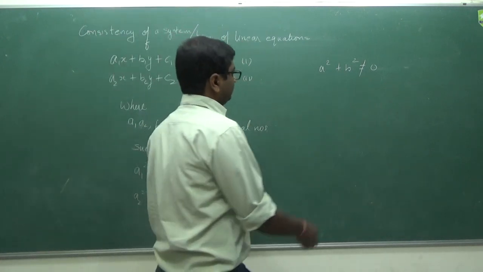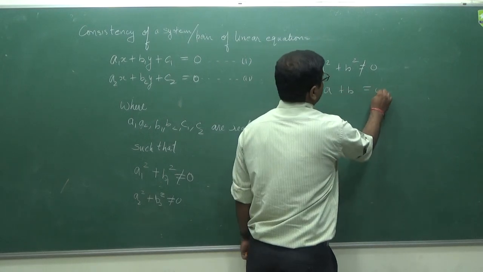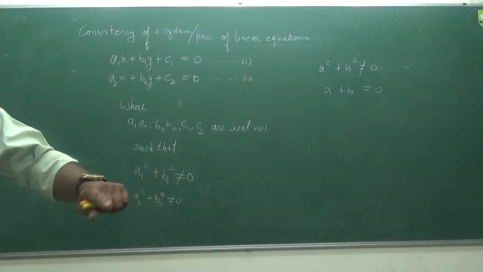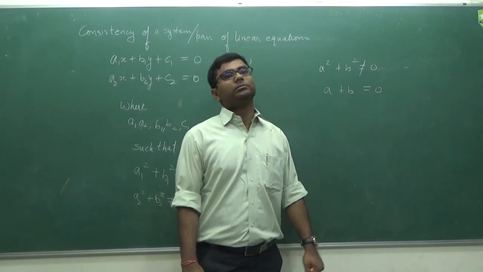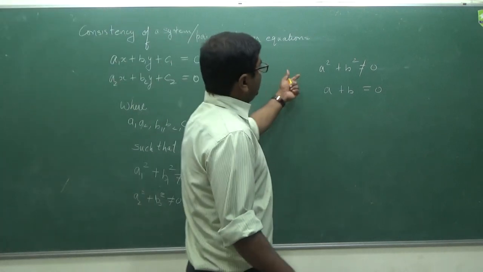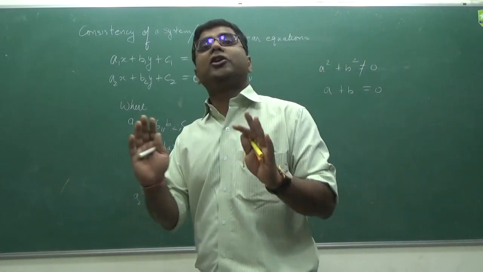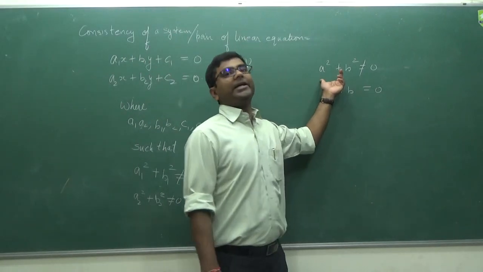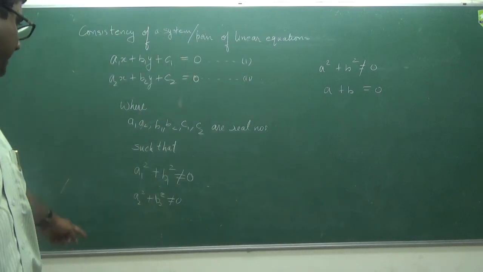For example, you take a plus b equal to 0. Is it possible for a plus b to be 0, but a and b to be non-zero? Yes, it is possible, when a is 1, b is minus 1. We have to communicate this fact that both a and b cannot be together 0, and the only way of expressing that is this. In all other cases, you'll get something else. Clear?